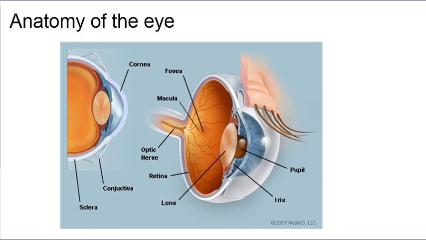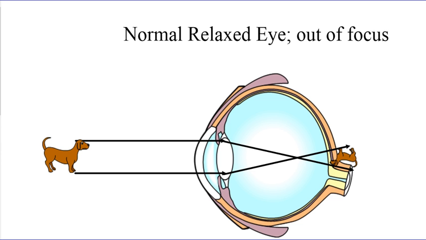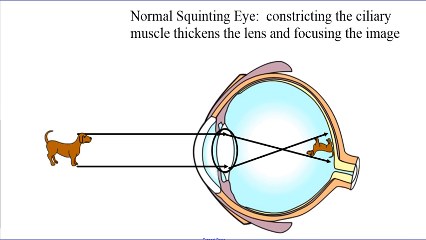Now what's interesting about the eye is that when it's in its normal relaxed form, like when you wake up from sleep, it's actually out of focus, and you have to spend a little bit of time, usually just a moment, where the muscles that control the lens reshape it a little bit so that you can bring it into focus. So you will squint a little bit and reshape the lens so that it is in focus.